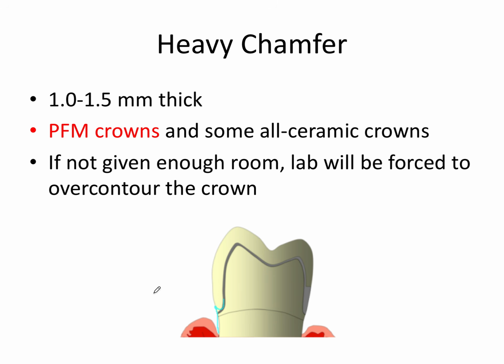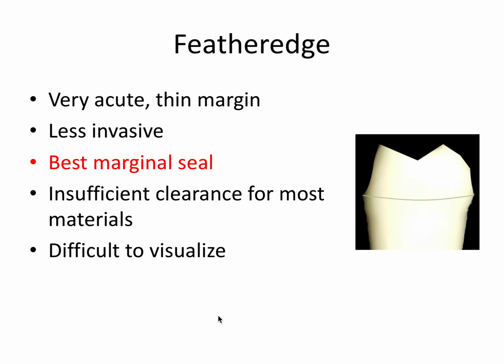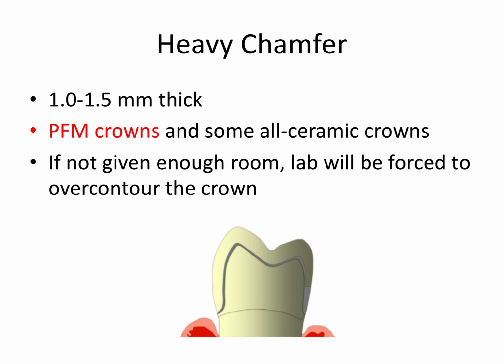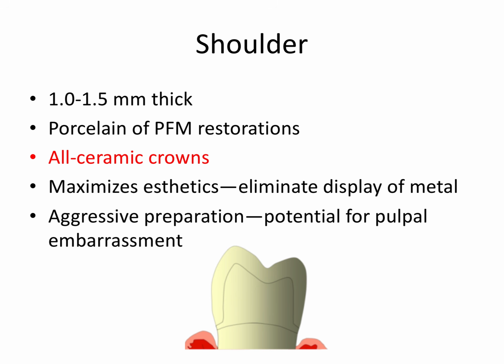Again, it's going to affect seating, and this is unsupported enamel, which could chip off and then leave an open margin. So undercuts we want to avoid. We want to avoid under-reducing the crown, and we want to avoid over-tapering the crown. So all these things are procedural elements of tooth preparation.